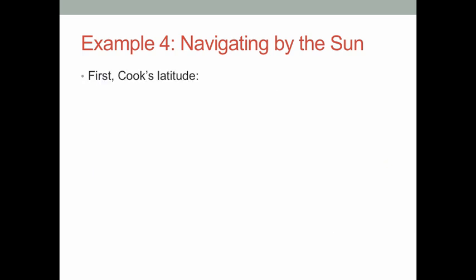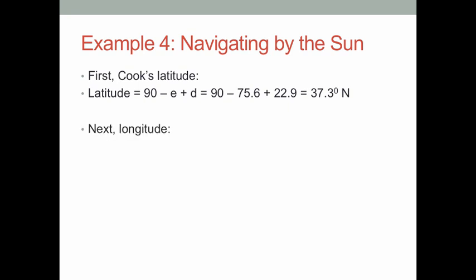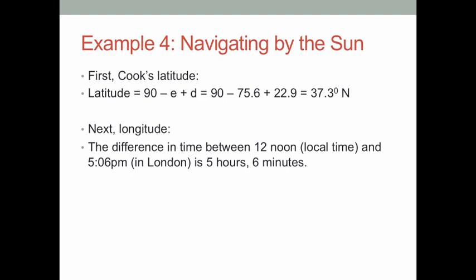First, let's do Cook's latitude. Latitude in the northern hemisphere is 90 degrees minus the angle of elevation plus the declination. He could know that he was in the northern hemisphere because it's June and it's warm. So you do 90 minus the 75.6 degrees angle of elevation plus the 22.9 degrees declination, and you have 37.3 degrees north latitude.